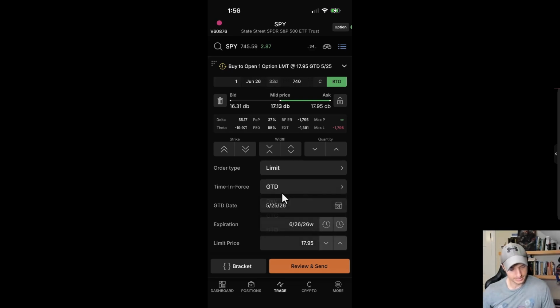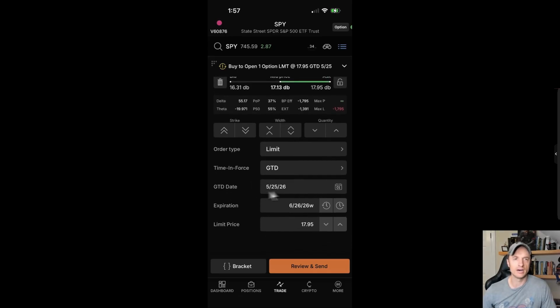There's also good till date. So you could set a date as well. So this order is good until 3 days in the future or whatever might be relevant. So same type of concept. It would stay open until you cancel it or it fills, or until this particular date. So instead of an expiration date, you have a set date. We'll go ahead and change it back to day.